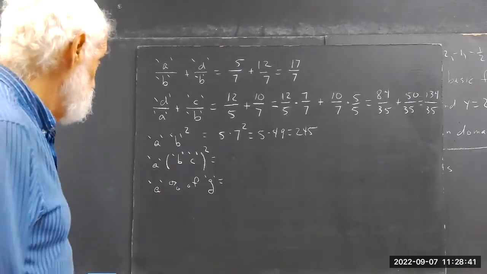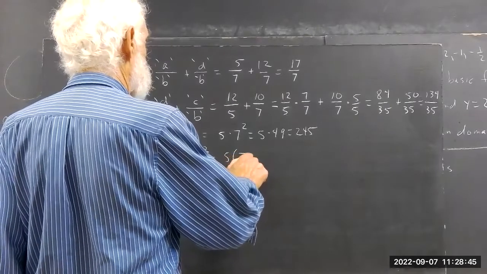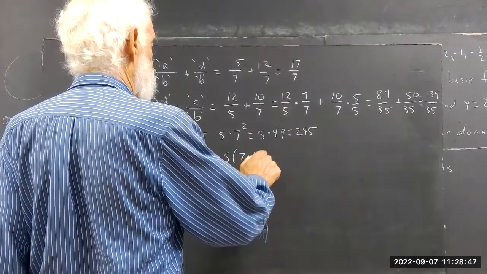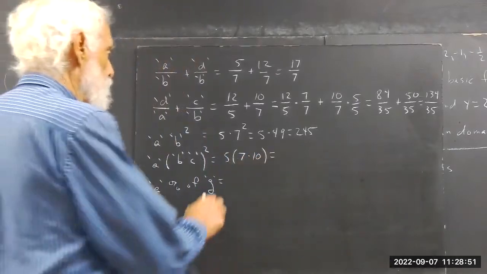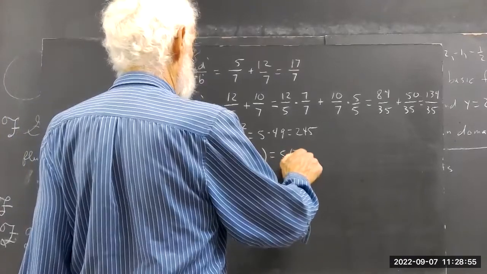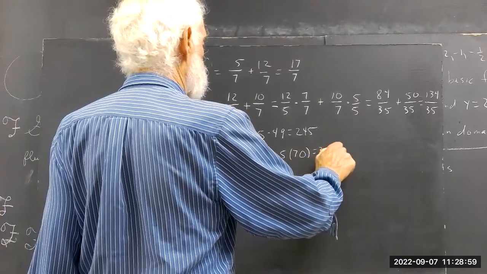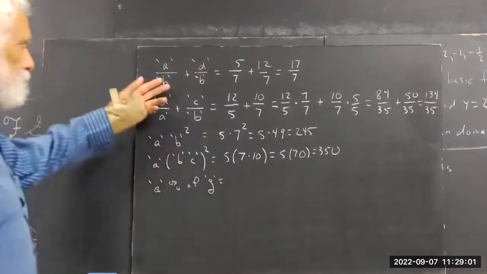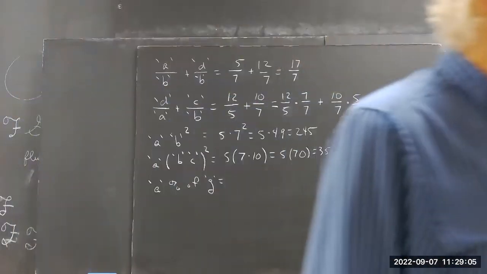When we do this one, it's easy enough. That's 5 times, let's say 7, and we use the C again. Making it easy on myself with the 10 there. So you multiply that out. That's 5 times 70, which equals 350. Again, people don't appear to have had too much trouble with this. Okay.